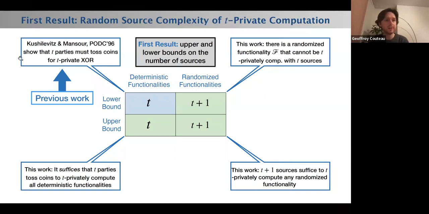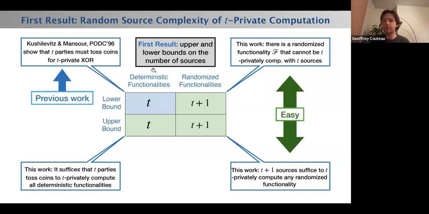So actually, at the time, Kushilevitz and Mansour wanted to prove a lower bound on the number of bits you need to toss to compute the XOR functionality, but actually their lower bound is proven by showing that you need at least T different parties to have the ability to toss random coins. So we observe that in particular, it extends to the stronger result that you need at least T sources for some simple functionality such as XOR. So that's our previous work.